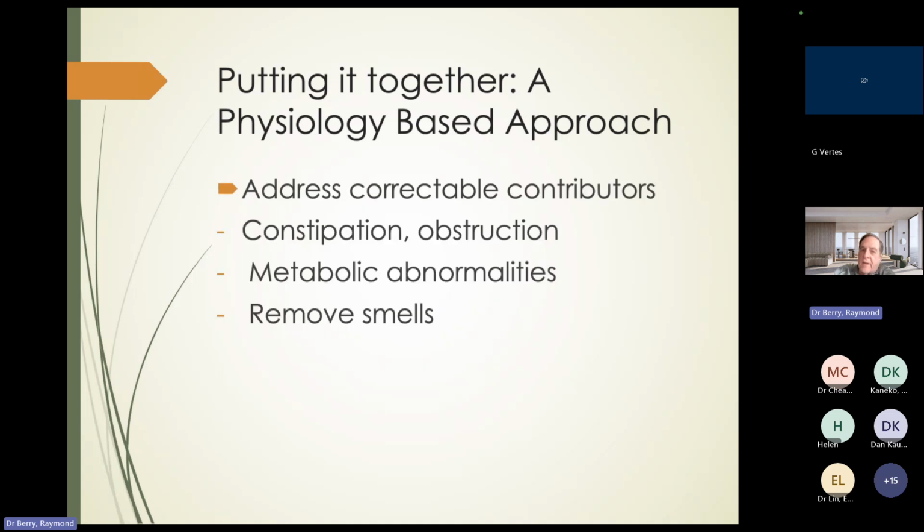Didn't talk about this, but just mentioning it quickly in your overall approach. Obviously, if there's something contributing that's correctable, quite often we can't correct those underlying issues. I can just address the pathways. I can't always take away the cause. So if you need to be on opioids or there's different metabolic changes, I can't always change all of those, or inflammatory conditions. But if there are correctable causes, of course, address those. Constipation, some metabolic abnormalities can be addressed, hypercalcemia, remove smells, make the environment good.